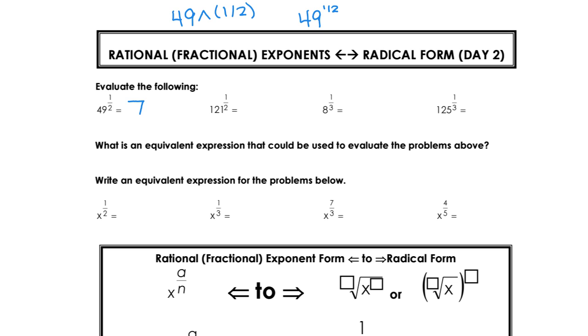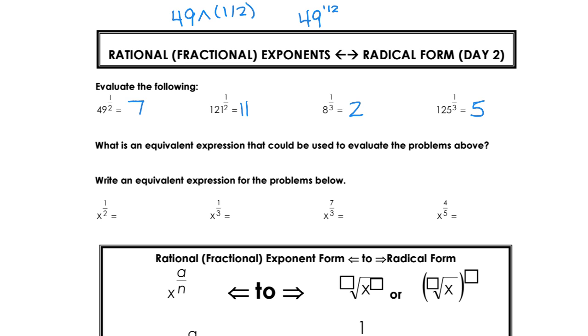Okay. When you do the next one, 121 raised to the 1/2 power, you can make a little prediction, but it's actually going to give you 11. Okay. 8 raised to the 1/3, you might not know this one. Okay. But 8 raised to the 1/3 is actually going to give you a 2. And 125 raised to the 1/3 power is going to give you 5.